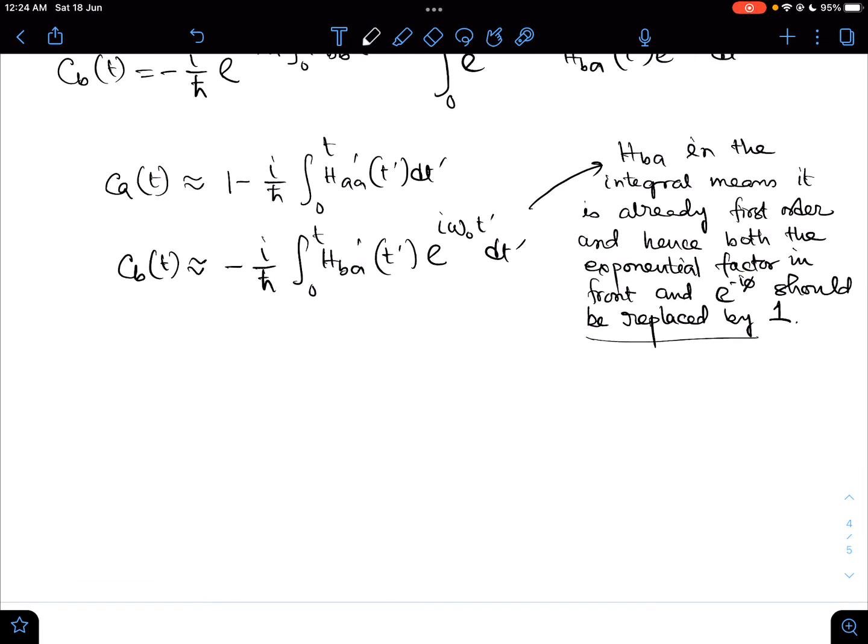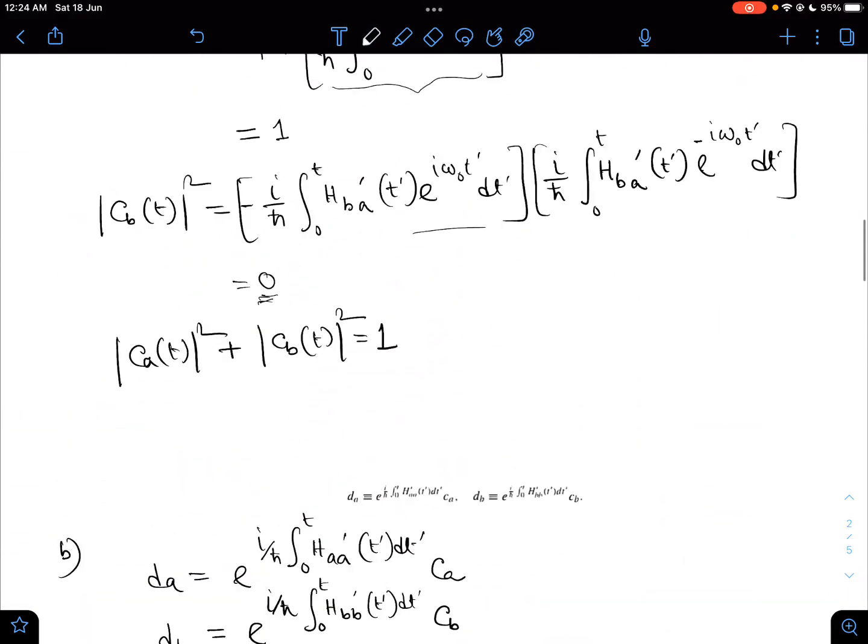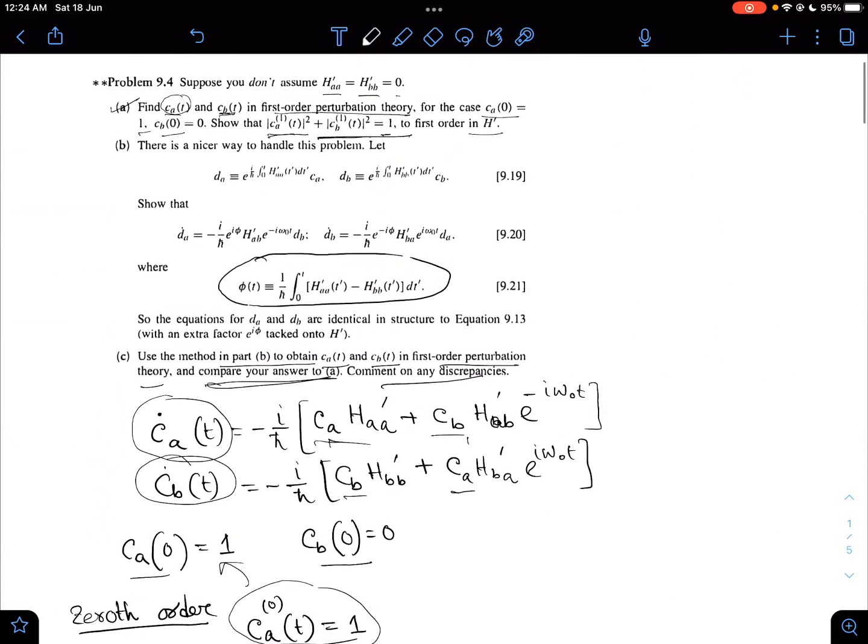If we do this, then we have our c_b prime to be this, and this is exactly the result we obtained in our first part. So this is it for the first problem. Now we will move on to our second problem.